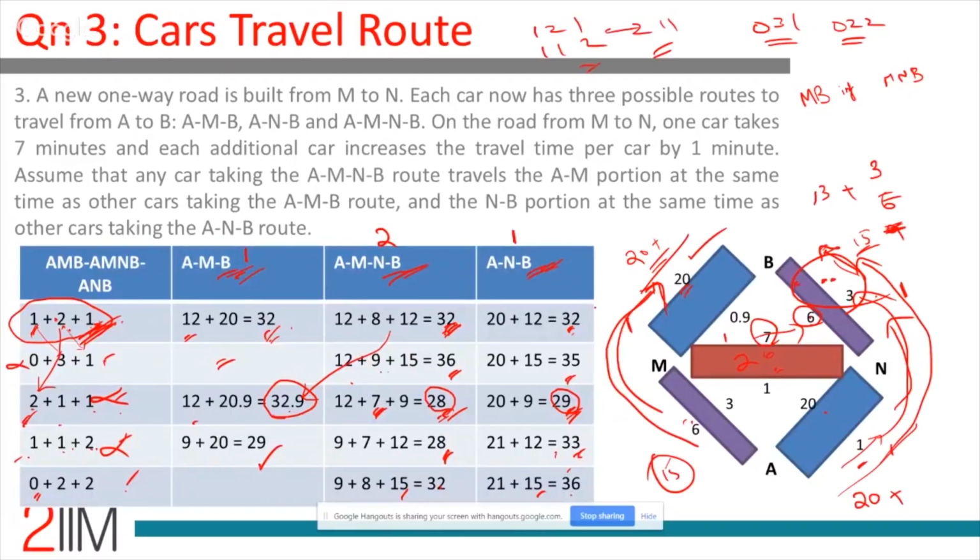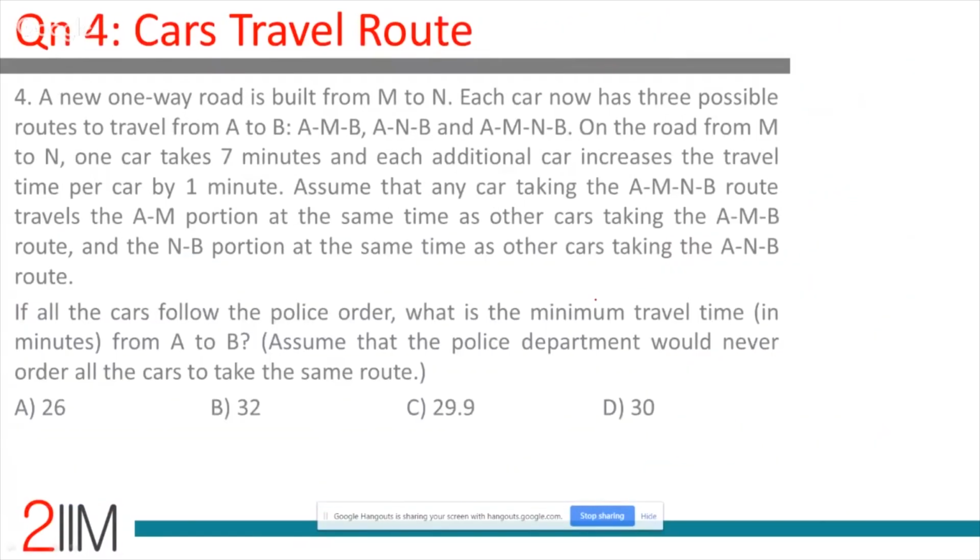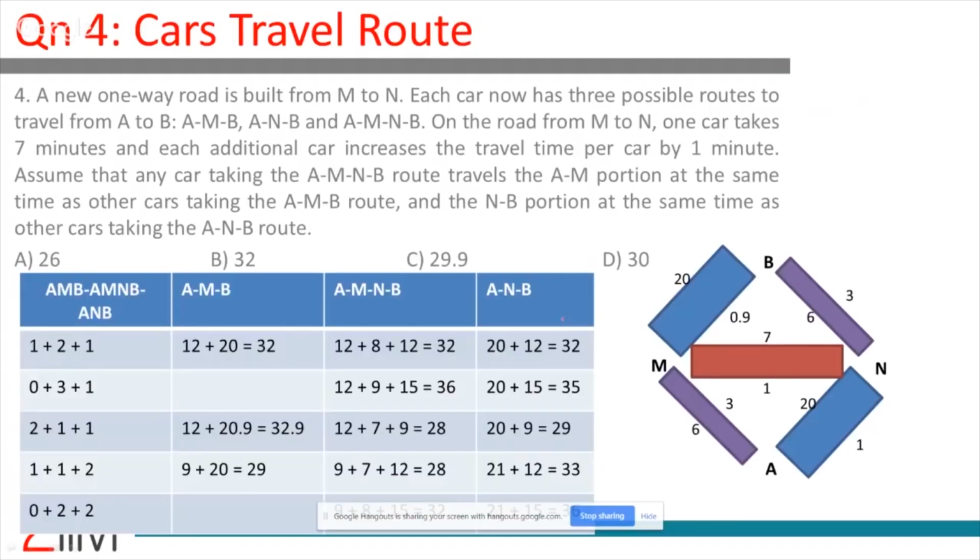The last question hopefully will be just a derivative of this. We're not doing much more computation after this. The whole story is the same as question number 3. At the end of it, if all the cars follow this, then what is the minimum travel time from A to B? The travel time is 32, 32, 32. All 3 at 32. Minimum travel time is 32. We're looking for 32 minutes.